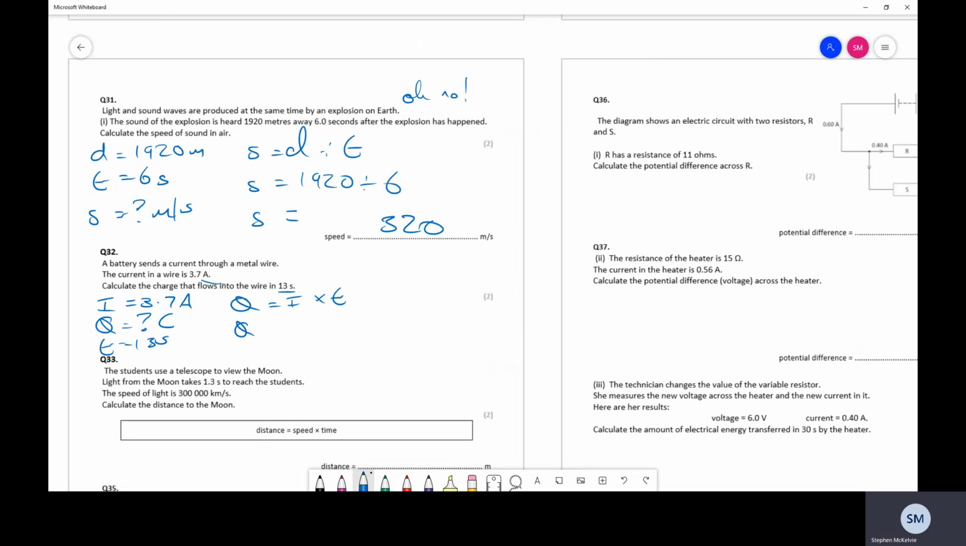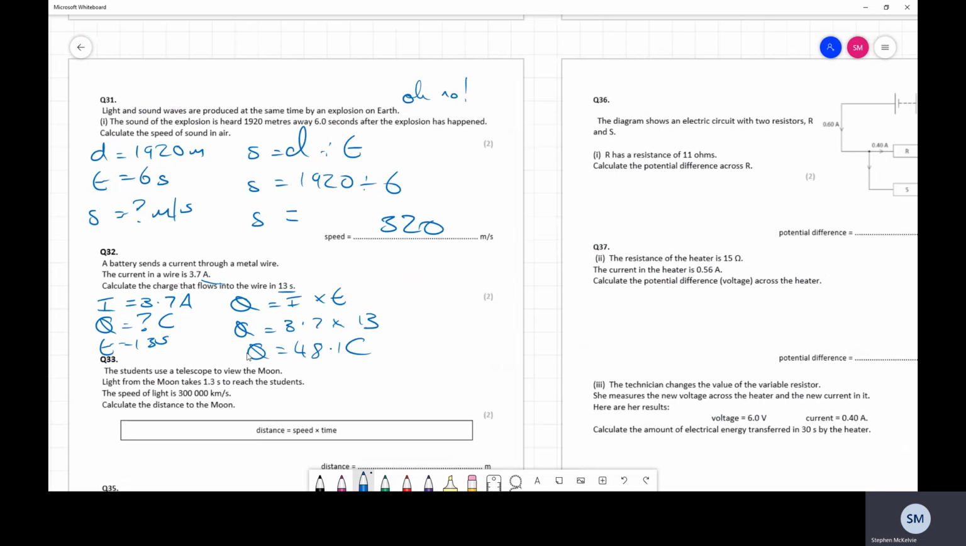Q is equal to I times T. Q is equal to 3.7 times 13. 3.7 times 13 is equal to 48.1. Q is equal to 48.1 coulombs of charge.